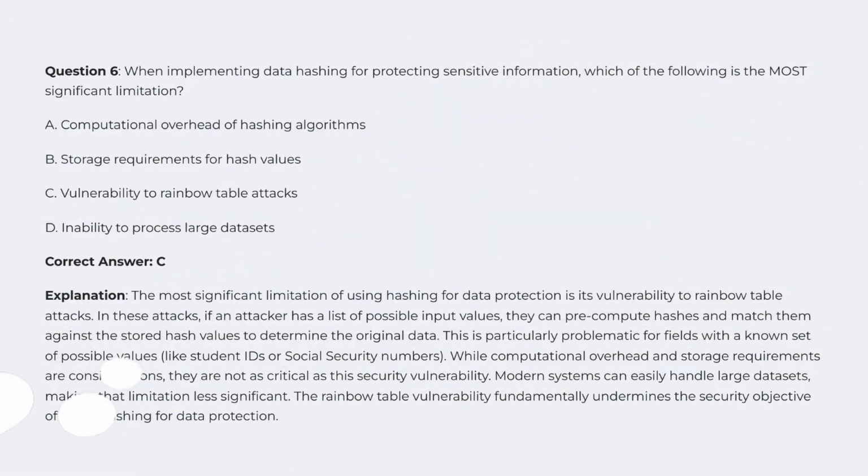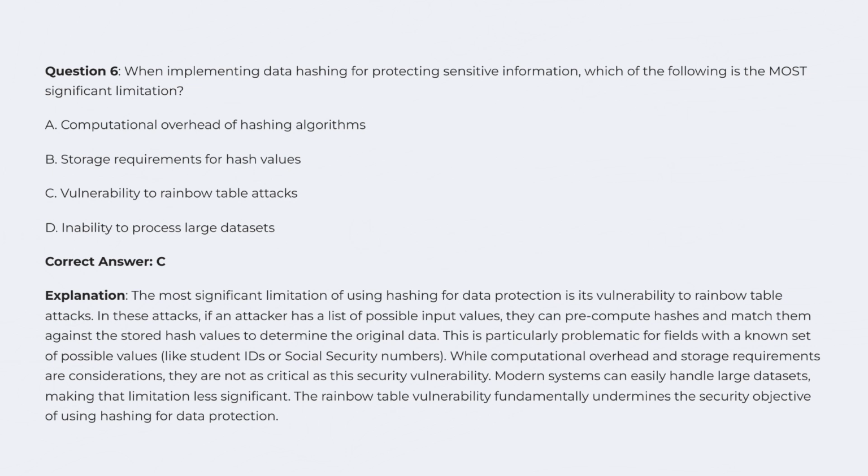Correct answer, C. Explanation. The most significant limitation of using hashing for data protection is its vulnerability to rainbow table attacks. In these attacks, if an attacker has a list of possible input values, they can pre-compute hashes and match them against the stored hash values to determine the original data. This is particularly problematic for fields with a known set of possible values, like student IDs or social security numbers.